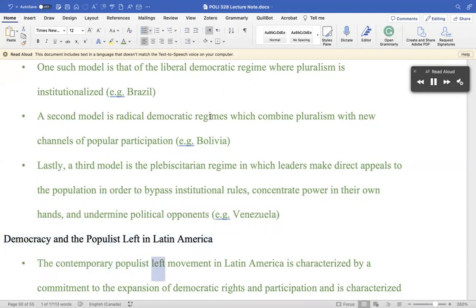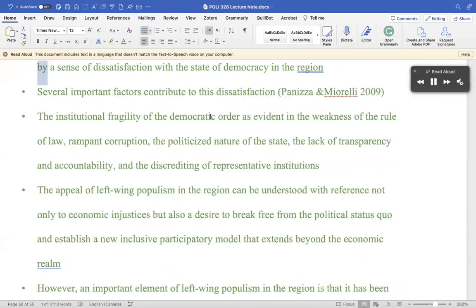The contemporary populist left movement in Latin America is characterized by a commitment to the expansion of democratic rights and participation and is characterized by a sense of dissatisfaction with the state of democracy in the region. Several important factors contribute to this dissatisfaction (Panizza and Miorelli, 2009): the institutional fragility of the democratic order as evident in the weakness of the rule of law, rampant corruption, the politicized nature of the state, the lack of transparency and accountability, and the discrediting of representative institutions.